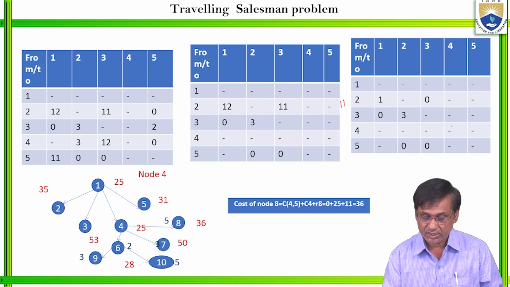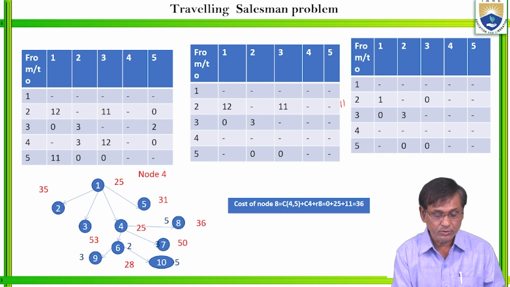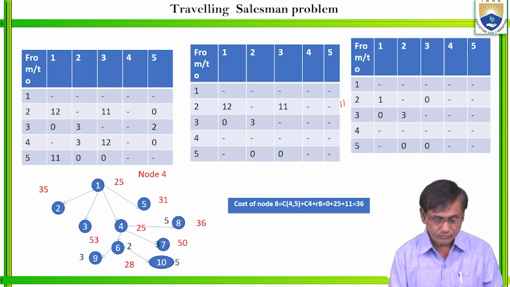Then find the cost of node 8. The cost of node 8 is equal to C of 4 to 5, which is 0, plus the cost of node 4, which is 25, plus the reduction value 11, so the total cost is 36. So we calculated the costs: node 6 is 28, node 7 is 50, node 8 is 36.